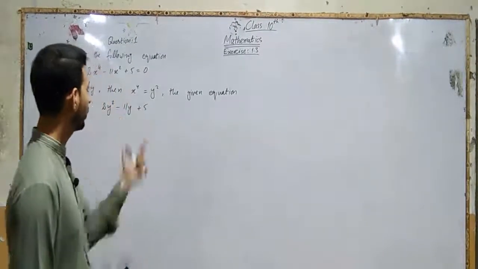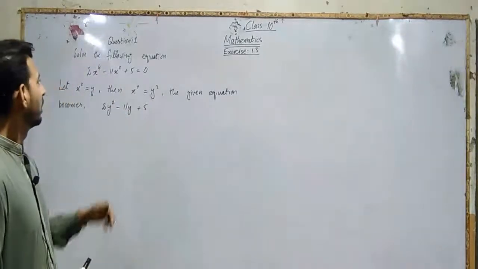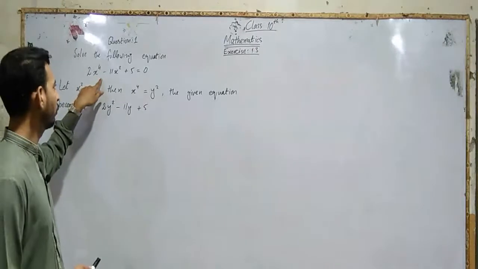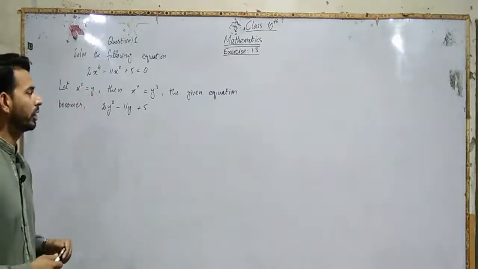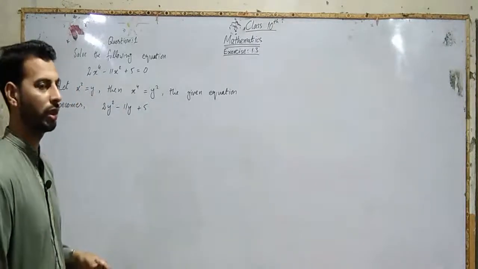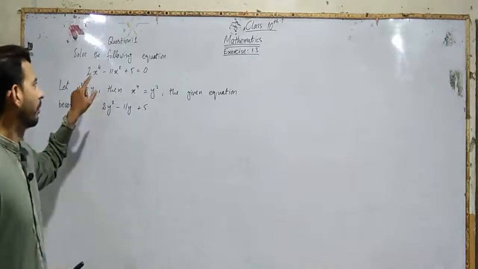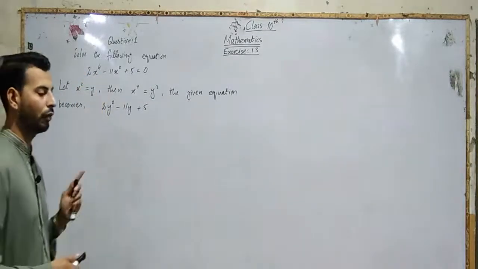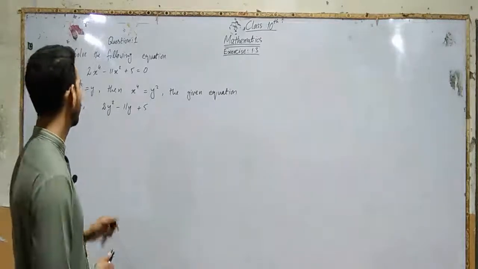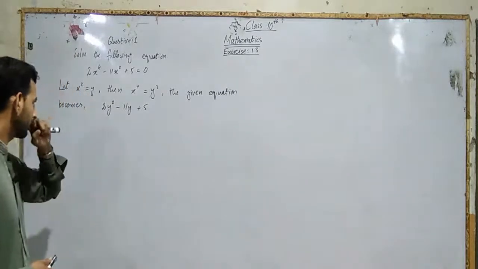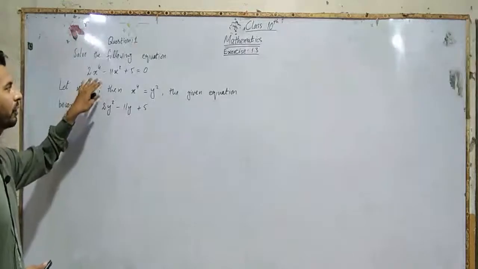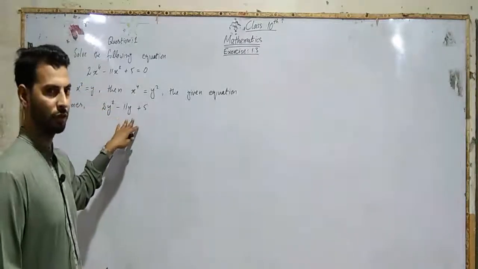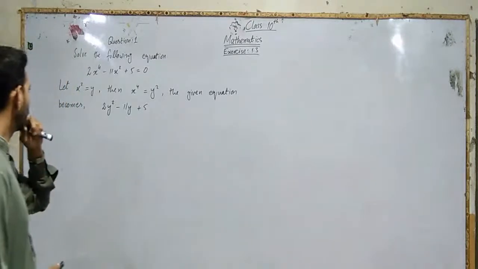So the first question we will see here, we can see the degree of the variable is 4 here, but we know that in a quadratic equation the degree must be at most 2. The degree of the variable must be 2, not more than 2. So we have to make it a quadratic equation first. So what will we do?